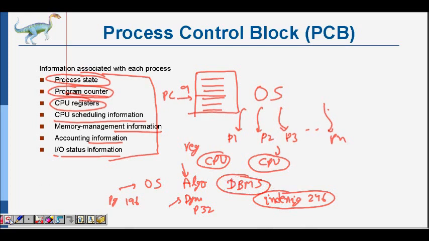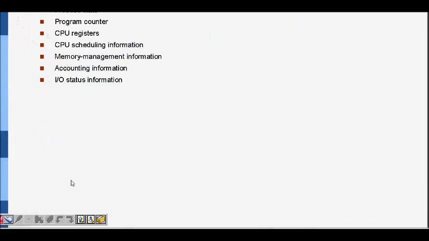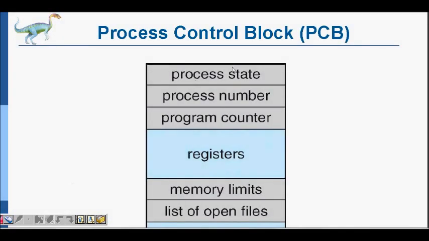So this is the importance of the process control block for context switching.